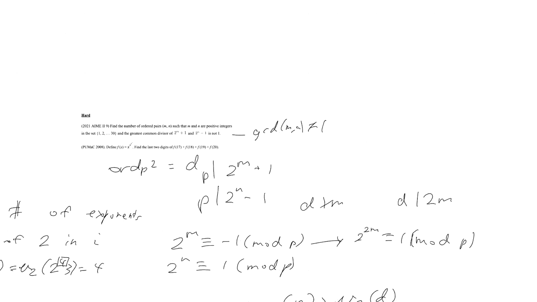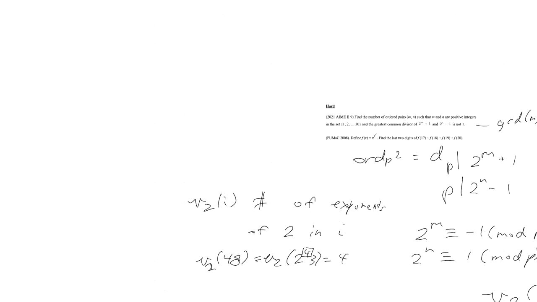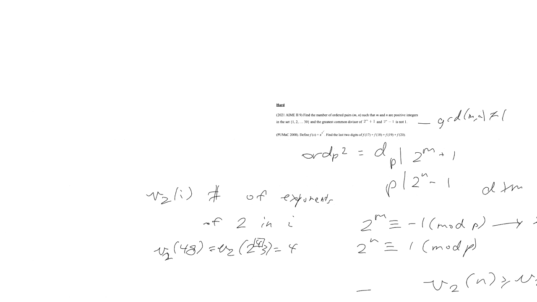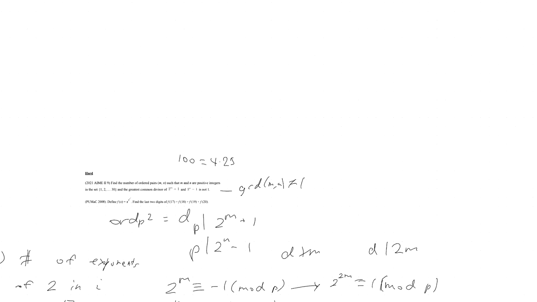This one is just a lot of casework, I'll say. Also CRT, because we need to calculate F17, 18, 19, and 20. So 100 is equal to 4 times 25. We just consider this expression mod 4 and mod 25, and then use CRT to get our final answer.